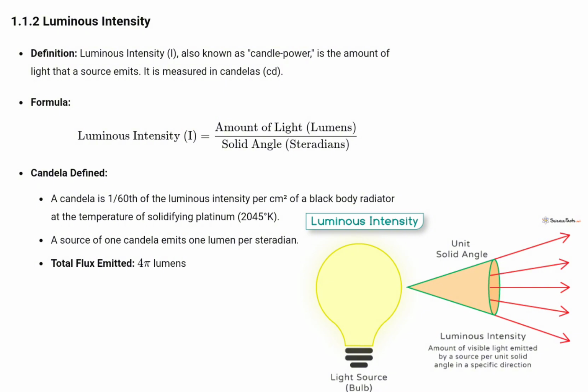A source of one candela emits 1 lumen per steradian. If you have a light source with one candela, it spreads its light evenly over one steradian, resulting in 1 lumen per steradian. Total flux emitted is 4 pi lumens. Since a sphere has 4 pi steradians, a light source of one candela emits 4 pi lumens in all directions.